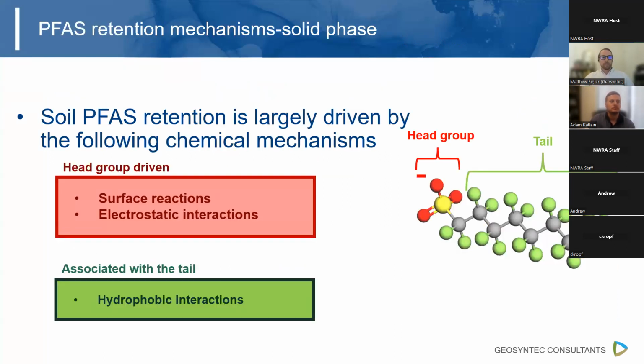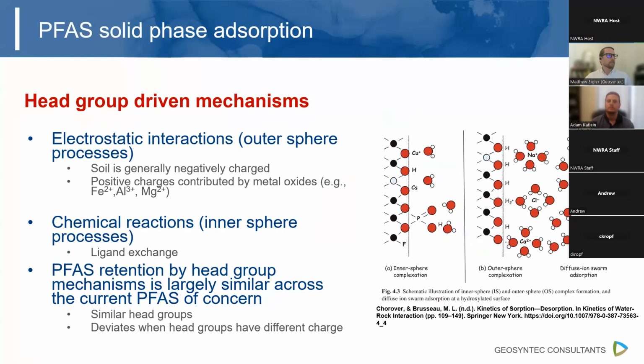So starting with our soil water or solid phase retention, our soil PFAS is largely retained by two mechanisms, right? Again, breaking it down by the head group and the tail group. So we have these head group driven retention mechanisms, which are surface reactions and electrostatic interactions. And then we have our tail group mechanisms, which are hydrophobic interactions. I'm going to dive even deeper into these coming up. So, starting with our head group mechanisms.